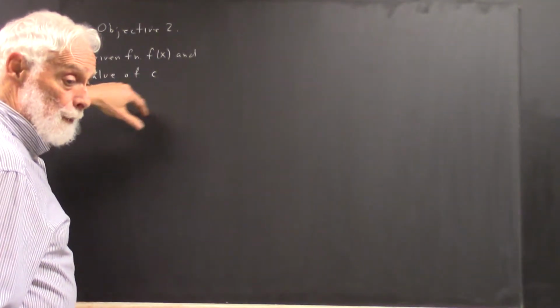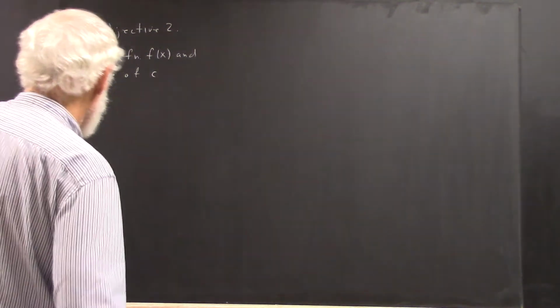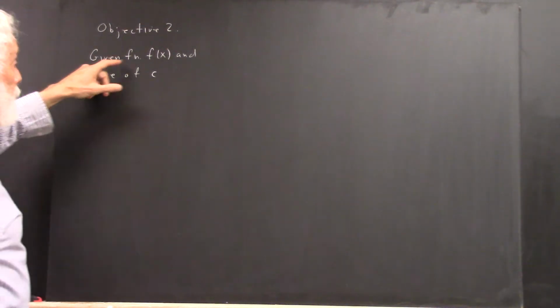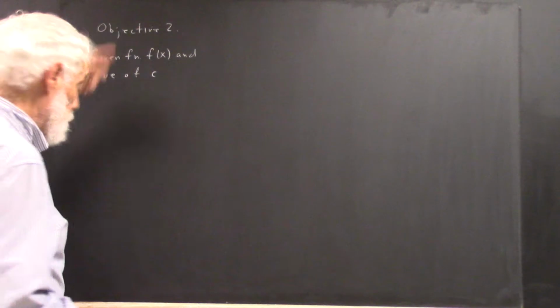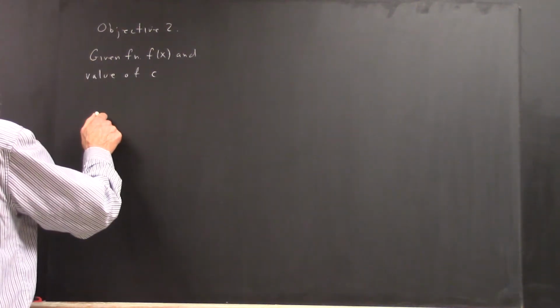Okay, given a function f of x and a value of c is subjective to, okay? I'm not going to write any more yet, but I'll write it in a minute. Let's just see what this means. What do we mean by given a function f of x? Well, that means I got to tell you what the function f of x is.